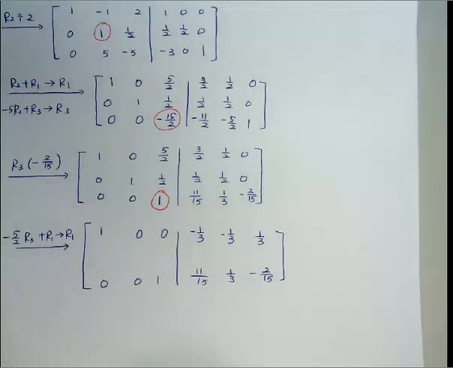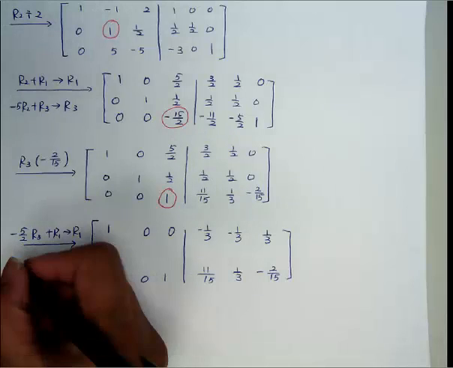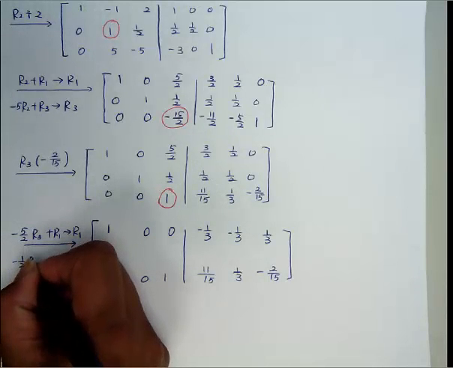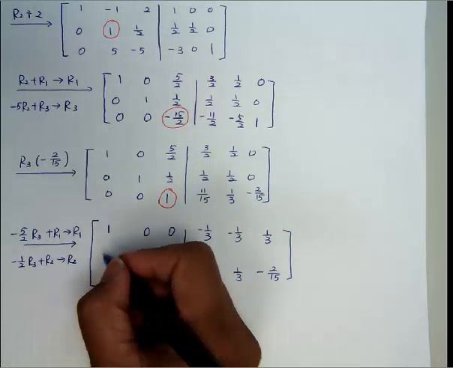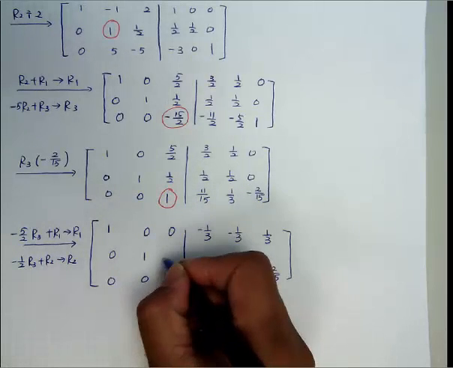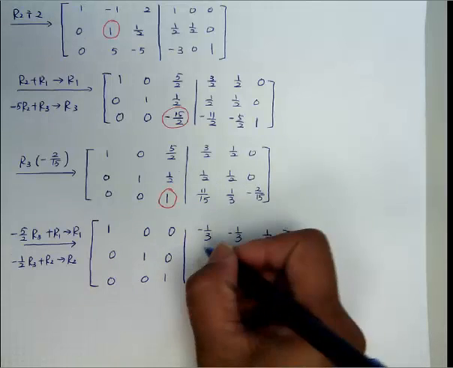Alright, so the next one we need to clear the 1/2 using the similar idea, using negative 1/2 times row 3, added into row 2 to replace row 2. So 0, 1, 0. And we are going to use negative 1/2 times 11, 15, and add into 1/2. We got 2/15 right here.